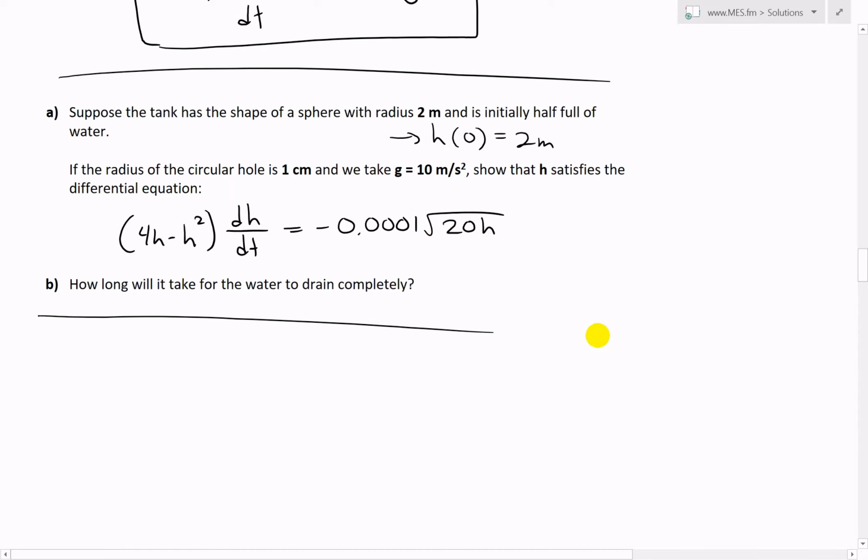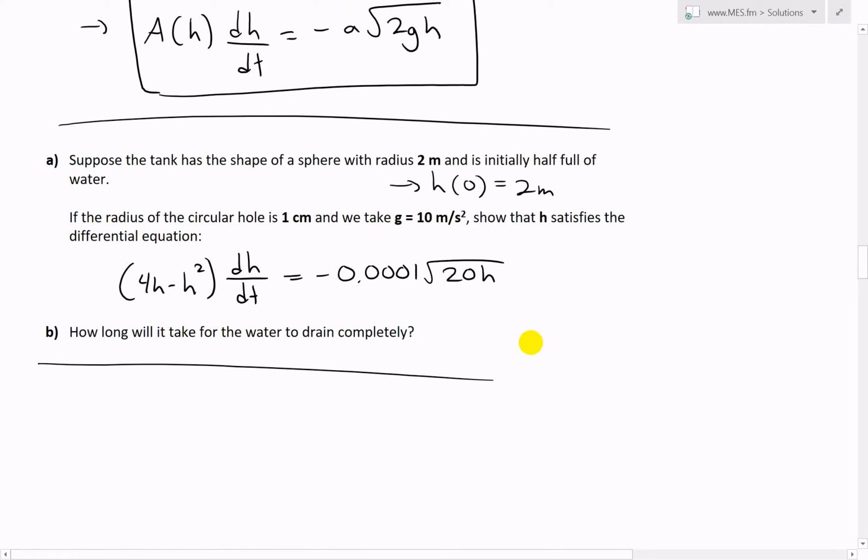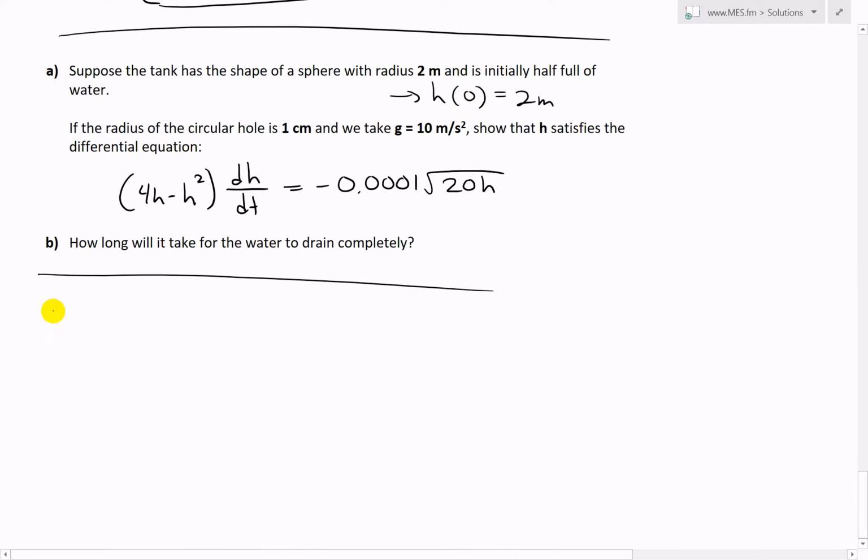So we already have this differential equation, (4h minus h squared) dh/dt equals negative 0.0001 times the square root of 20h. And again, the initial condition is that the height of the water at time 0 is equal to 2 meters. So let's look at part B, where we're asked to find how long it will take for the water to drain completely. So we want the time t such that the height of the water at this time t is equal to 0 meters. In other words, it's completely drained out.